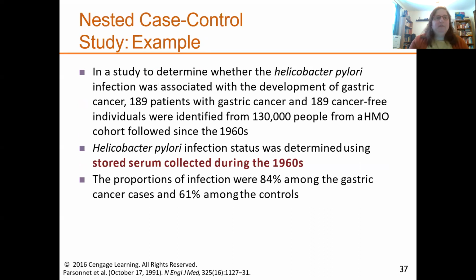Let's talk through an example that may help. In a study to determine whether the Helicobacter pylori infection was associated with the development of gastric cancer, 189 patients with gastric cancer and 189 cancer-free individuals were identified from 130,000 people from an HMO cohort followed from the 1960s. Infection status was determined using stored serum collected during the 1960s. The proportions of infection were 84% among gastric cancer cases and 61% among the controls.